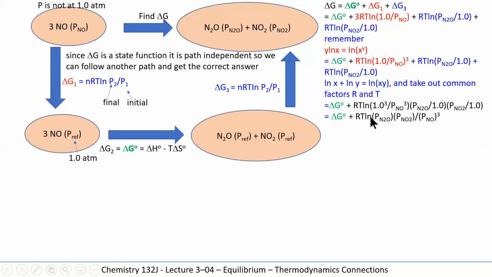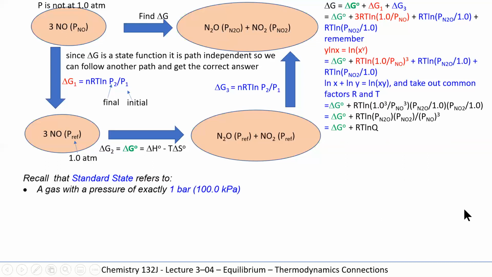Well, hopefully you can see from past lessons that there is a term we use to describe this relationship. The pressure of N2O times the pressure of NO2 divided by the pressure of NO cubed. Well, isn't that equal to Q? So we end up with delta G plus RT times the ln of Q. And that is how we derive it from this multi-step process. We derive a formula to calculate delta G for pressures that are not at standard.